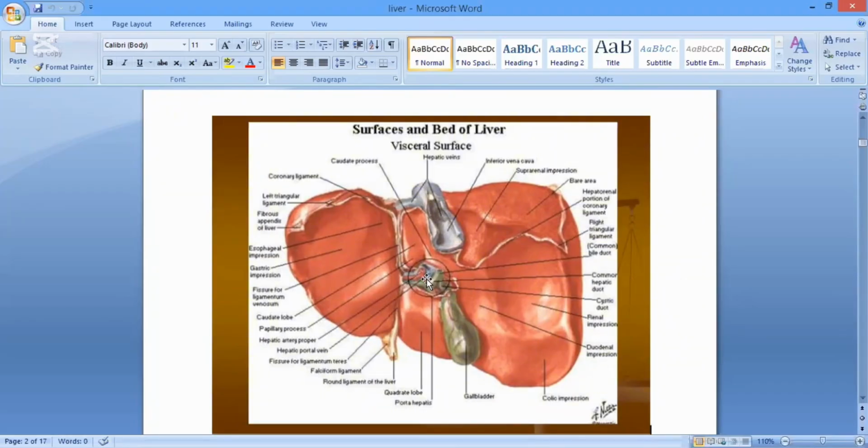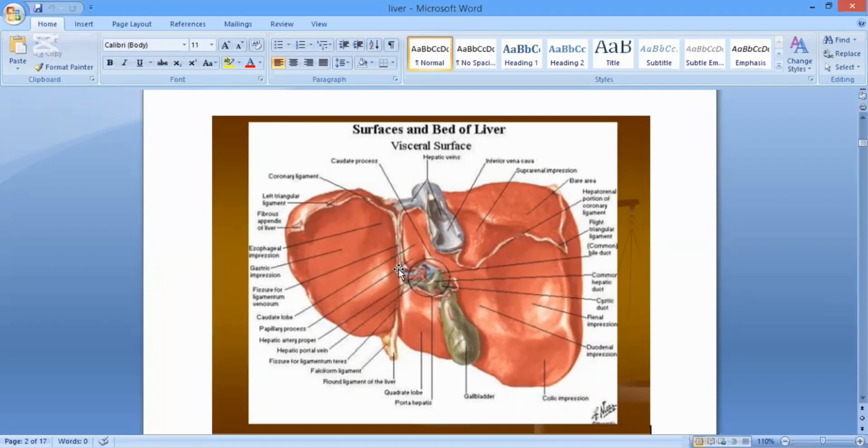What is a hilum? It is where structures enter or leave the organ. Okay? So this horizontal fissure lies between two lobes of the liver. This anterior one is called the quadrate lobe of the liver, and this small one is called the caudate lobe of the liver. So it lies between the quadrate lobe and the caudate lobe, which are basically parts of the right lobe of the liver. Anatomically, these are parts of the right lobe of the liver. Okay? Is it clear?